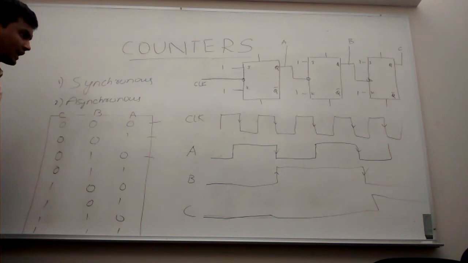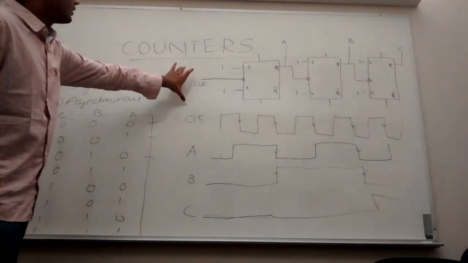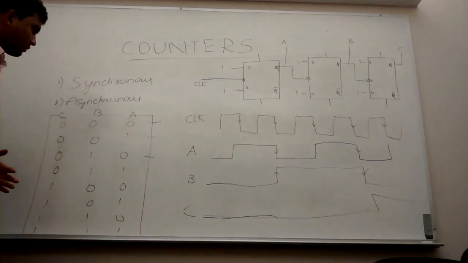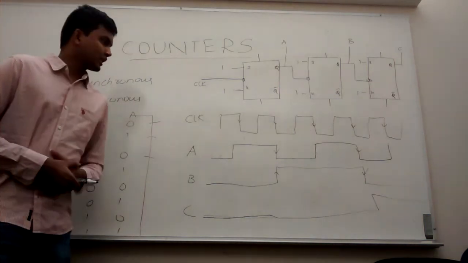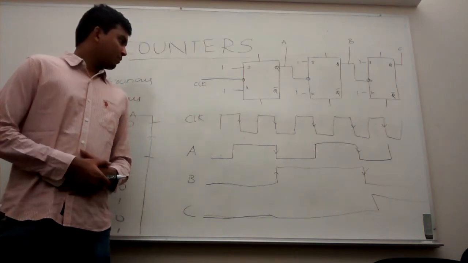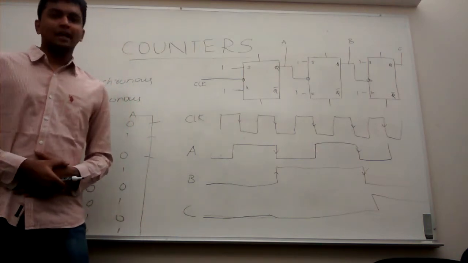So that's it. We have realized the simple asynchronous counter using 3 JK flip-flops and using the most important toggling property of JK flip-flops. I hope it is clear, and thanks for watching the video.